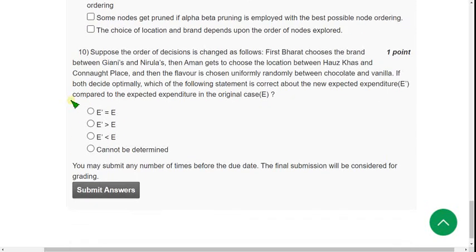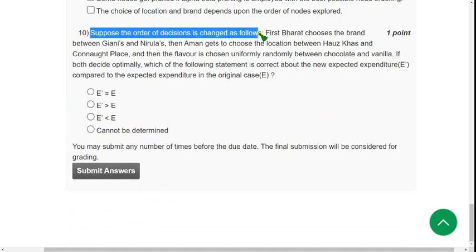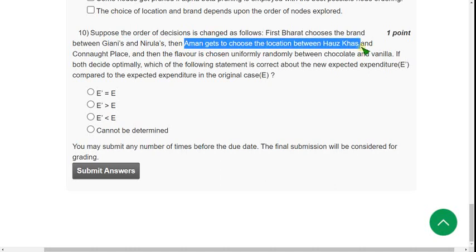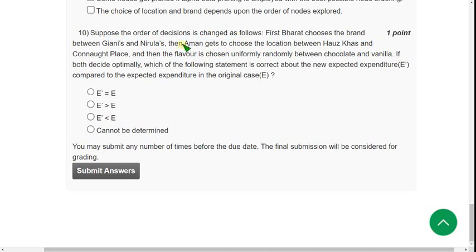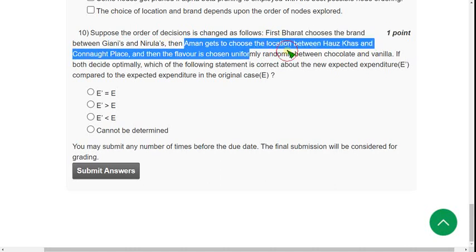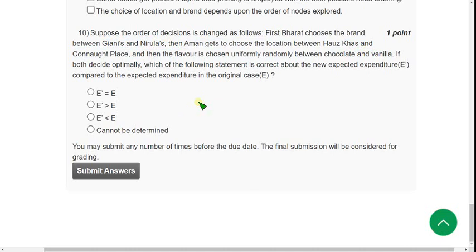And moving on to the 10th one, suppose the order of decisions is changed as follows. First Bharat chooses which brand should be selected between Gianna and Nirula, and Aman chooses the second preference among the locations. Guys, actually location is already chosen by Aman in the first case also, but here the order changes. Location is selected by Aman, brand is selected by Bharat as usual, but the order will be reversed. First Bharat chooses the brand and next Aman chooses the place. So let's see what happens now.